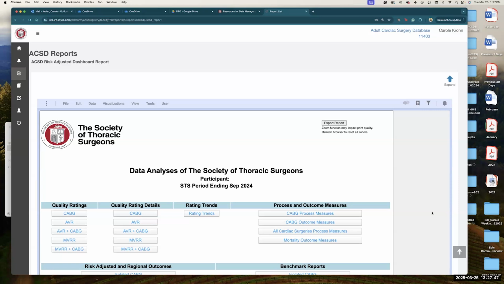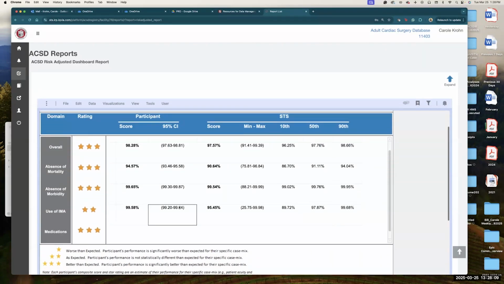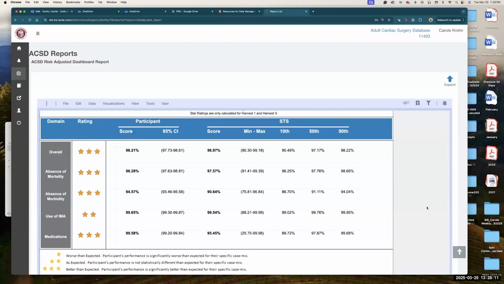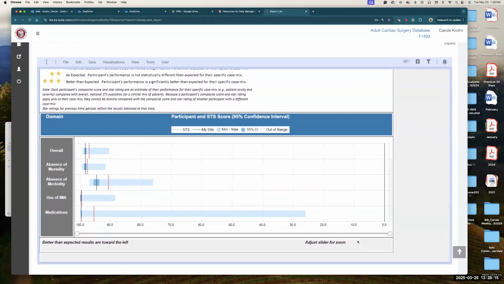On the bar graph, you'll see it's a nice representation because you'll be able to see your site's 95% confidence interval highlighted in blue. You see what your site's score is, and you see what the STS's score is. And then it's a little bit easier to tell if your site score is to the left on that. So this site had all 3 stars and a 2-star for internal memory. This is what I was talking about, this graph here.